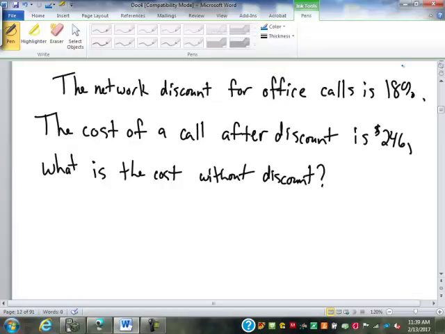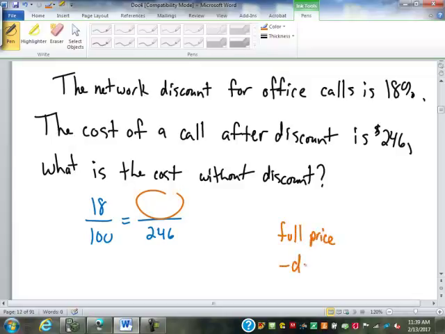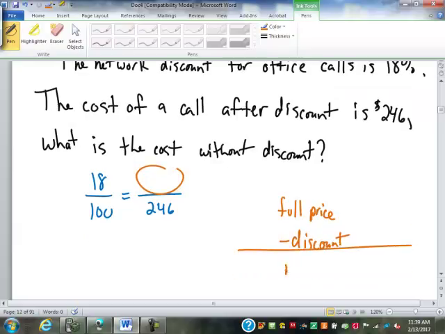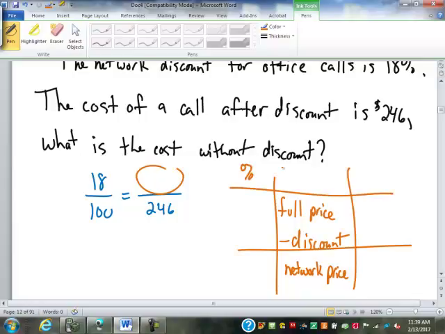What most of you did on this was you found 18% of the 246. You found that number and you added it back onto the 246. The problem is when we're dealing with a discount problem like this, and I'm going to write this out, I'm going to make a table here. So we have the full price. From that, we would subtract the discount, and that would give us the network price. I'll put percents on the left and dollars on the right.